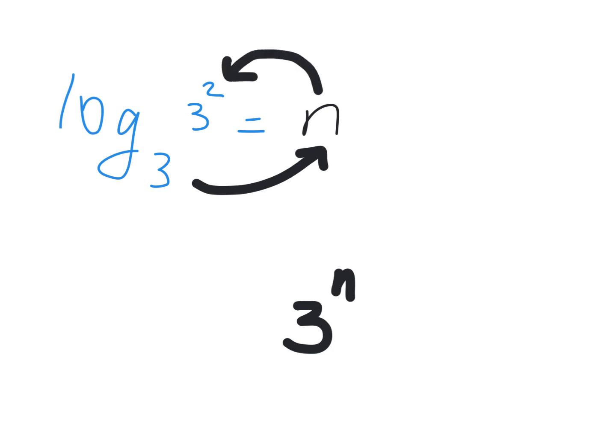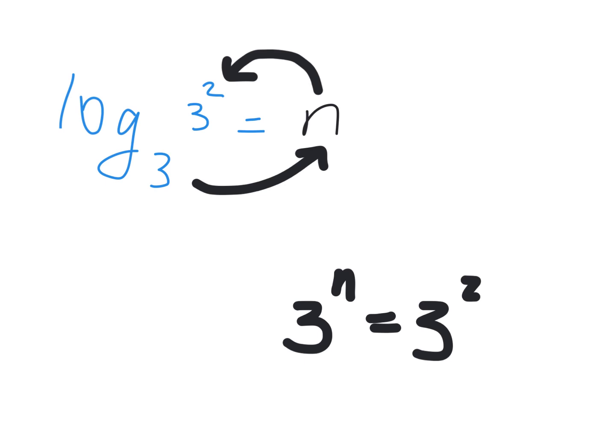and I call this the circle of logs. It's a little bit like the circle of life. 3 to this power has to equal all of that. 3 to the n equals 3 squared. Ooh, it's one of those deals where I have the base the same. What's n got to be? 2. Do you see why I wrote the 3 squared instead of the 9?